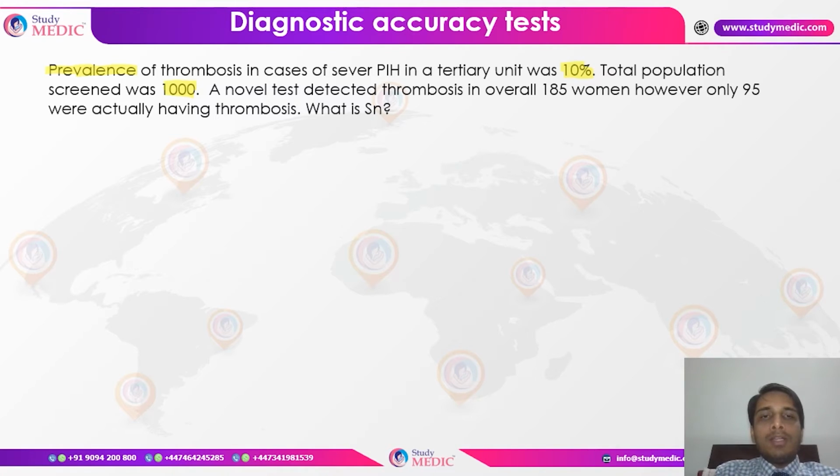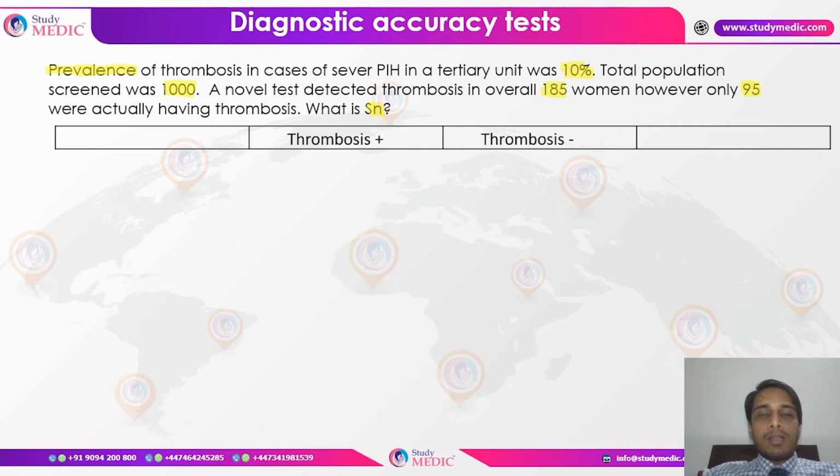A novel test detected the thrombosis in overall 185 women. That means the test was positive overall in 185 women. It was positive, and we don't know whether it is true positive or false positive, both. However, only 95 were actually having thrombosis, meaning only 95 were having the disease. What is the sensitivity? Now we have understood this. Let us put that into the 2 by 2 table. So how to put that into a 2 by 2 table?